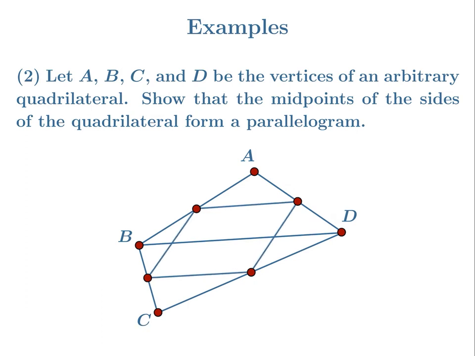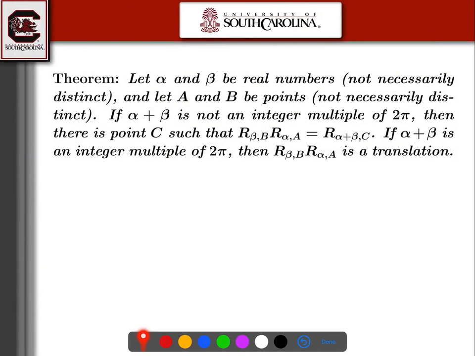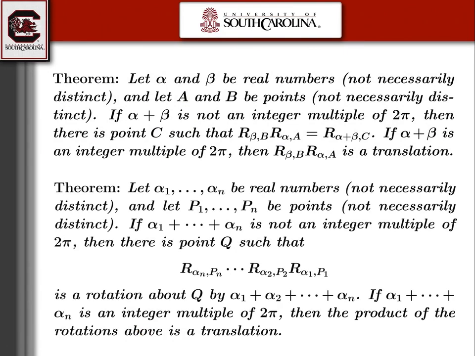The last example I want to do today is going to involve a generalization of this theorem that we've been talking about. So something that's true, that's more general, says more. That theorem is the following. Instead of just having 2 rotations, we're going to imagine having n rotations about n points P1 through Pn. And the conclusion is basically the same, that the product of these rotations will be a rotation about some point Q by the sum of the angles if the sum of the angles is not an integer multiple of 2 pi. And if the sum of the angles is an integer multiple of 2 pi, then the product of these rotations is a translation.